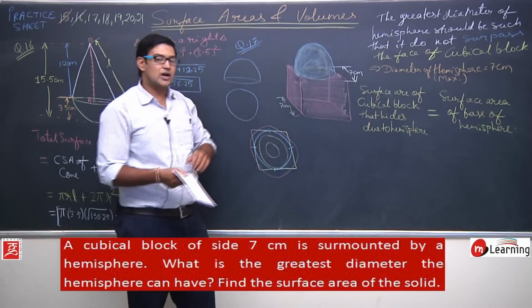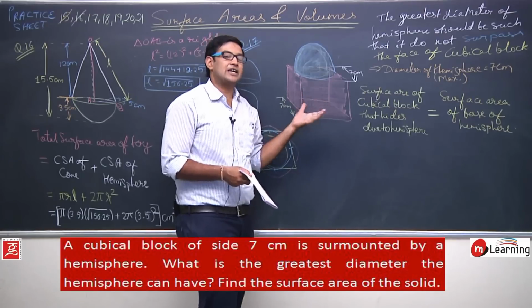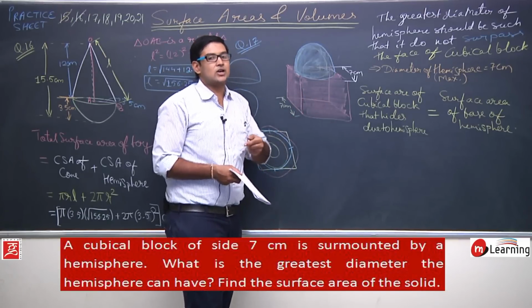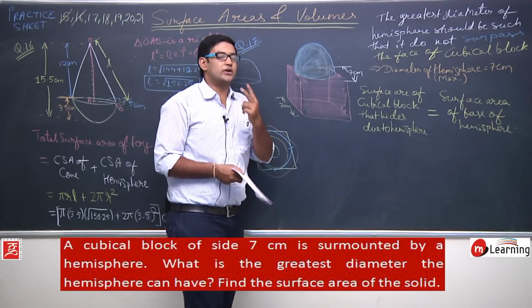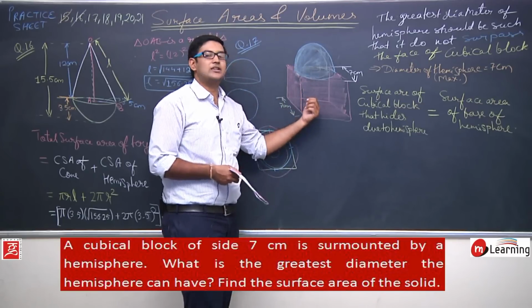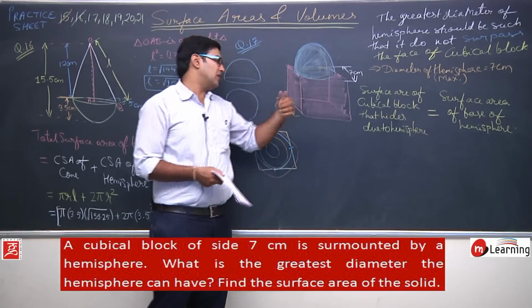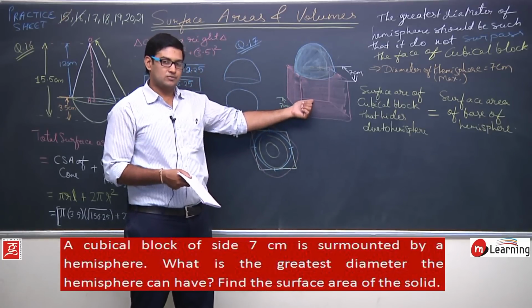Okay, so if I want to find the surface area of this solid, what I can see is that since this solid is made up of two different parts, one is a hemisphere, another is a cubical block, what I can do is I can calculate the surface area of this cubical block.